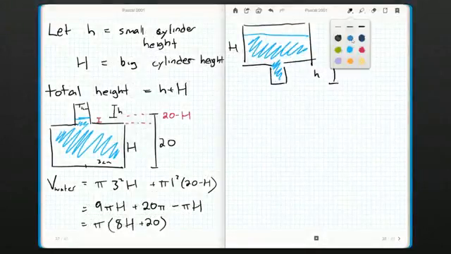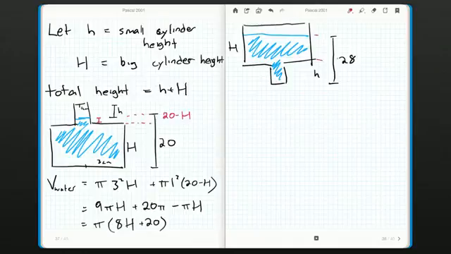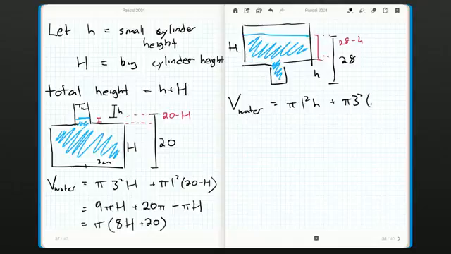So what's left over here, the height of what's filled up in the big cylinder, is going to be 28 minus the little h that is already taken up. And it's the same water, so we'll still get the volume of the water, but now we have pi 1 squared little h, for the volume of this small cylinder, plus pi 3 centimeters squared, 28 minus little h. So we can expand those out. Pi little h plus 9 pi 28 minus h.